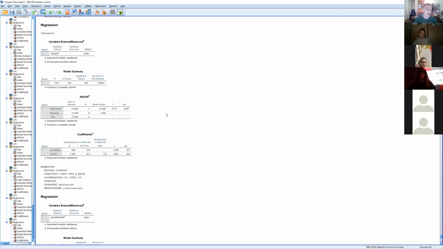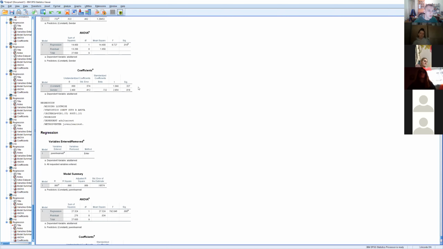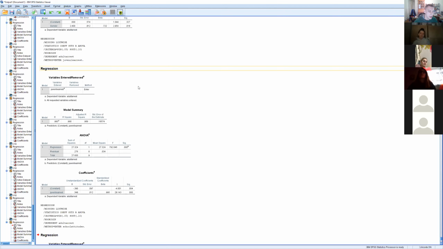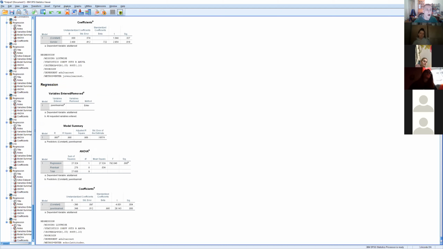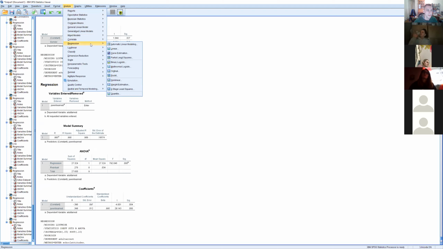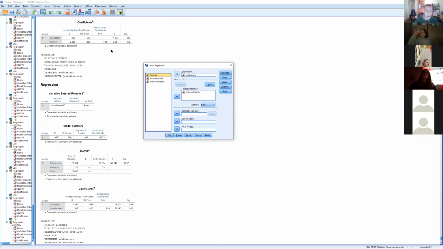Okay, so this is what is going on for the homework. You are taking a look at all these variables, but putting them in the equation all at the same time. All right, so we go to where it says Analyze again and go back to Regression, and we go into where it says Linear. And let's go ahead and just start it over with gender. It does not matter what order you put these in, doesn't matter at all. Gender, juvenile arrest, and school attitudes.